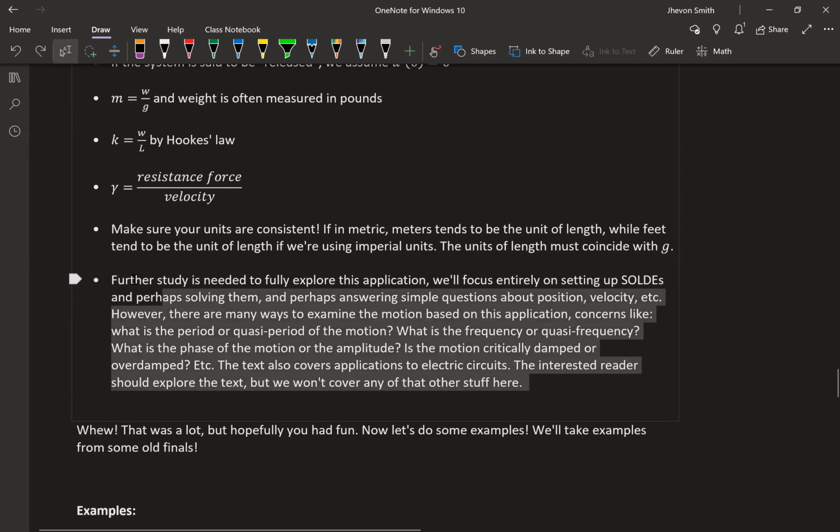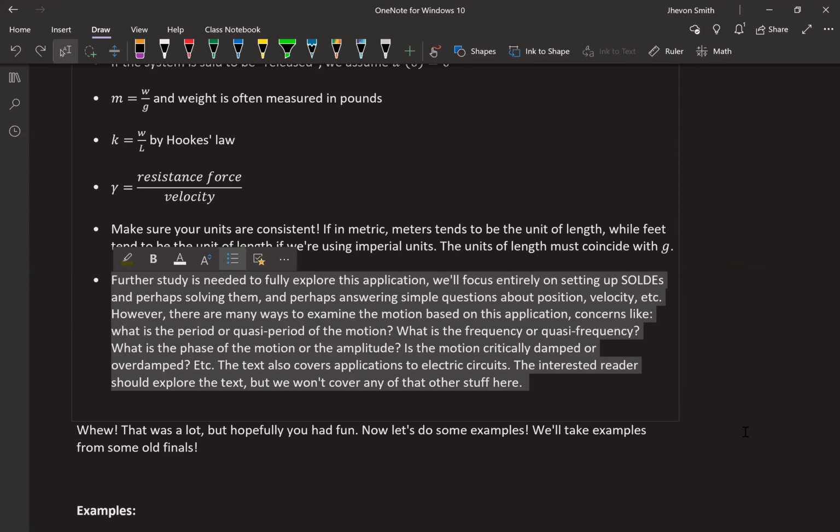This one is just basically to say there are many other applications covered in this section and many other angles of this application, but we are going to ignore them. The interested reader can read further. This section also covers applications of second order linear ODEs to electric circuits. It talks about things like quasi-period and over damped motion and critically damped motion, etc. We're not going to mention any of that. You don't need to know.